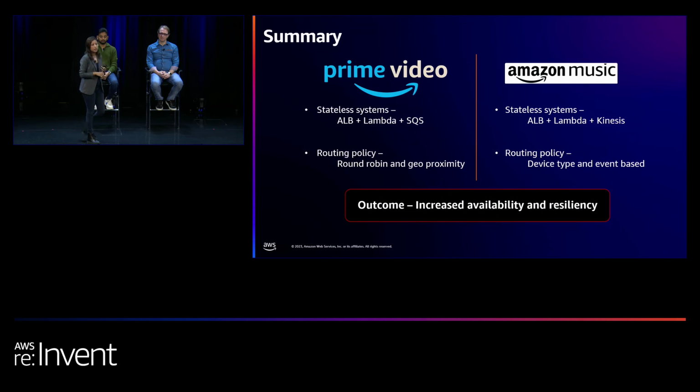In summary, for Prime Video and Amazon Music, they both had their cells in a stateless system. So they had their cells contain ALB, Lambda, and SQS for Prime Video, while for Amazon Music, ALB, Lambda, and Kinesis. And by stateless system, I mean they did not store any information in their cells. And the routing policy for Prime Video was round robin and geo-proximity, while for Amazon Music, it was device type and event based. And as a result, they both saw similar outcomes. It was increased availability and resiliency.